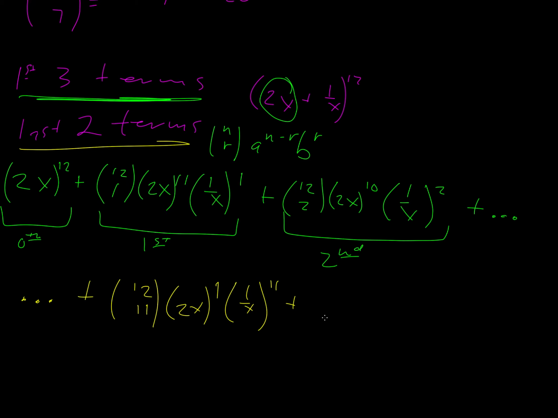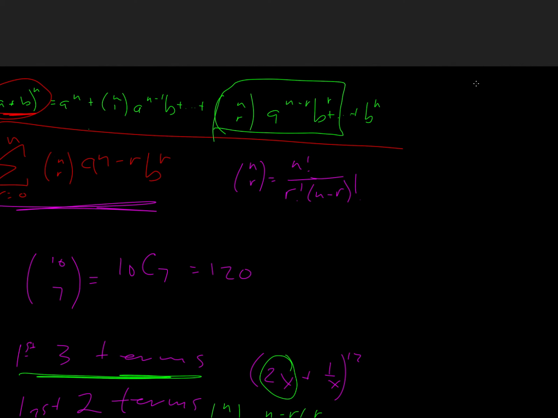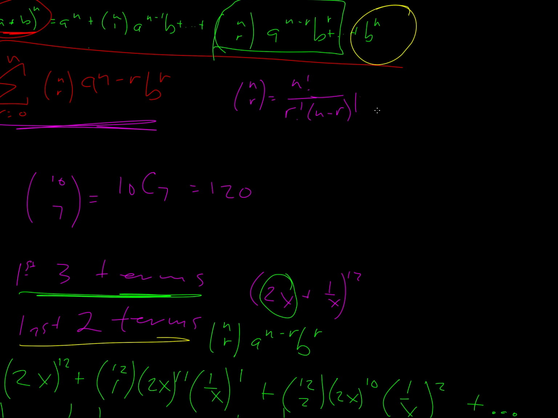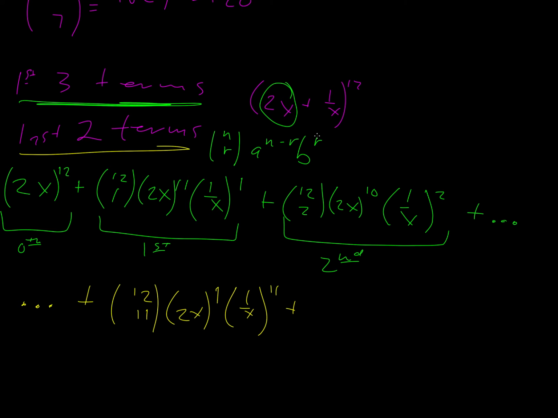Now the last term, if we look at it up here, it's just going to be b to the n. And so b to the n, let's see, our b is 1 over x, not n, sorry, n is 12. And we got our last 2 terms.